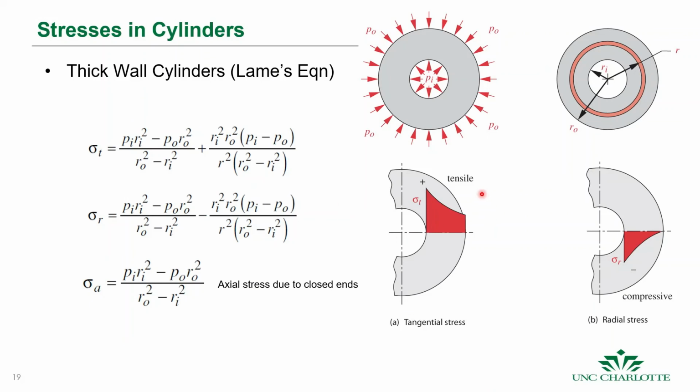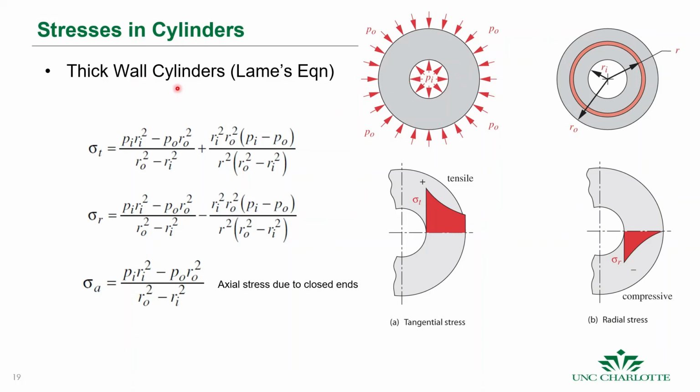Now, the last thing we need to discuss for completeness, which shows up in some applications, is the analysis for thick-walled cylinders. If we have a cylinder here where there's some inside pressure and some outside pressure, we can calculate that. This is for a thick-walled cylinder.